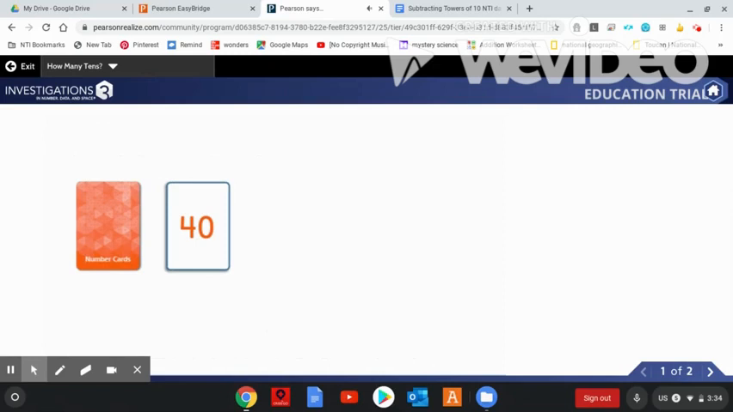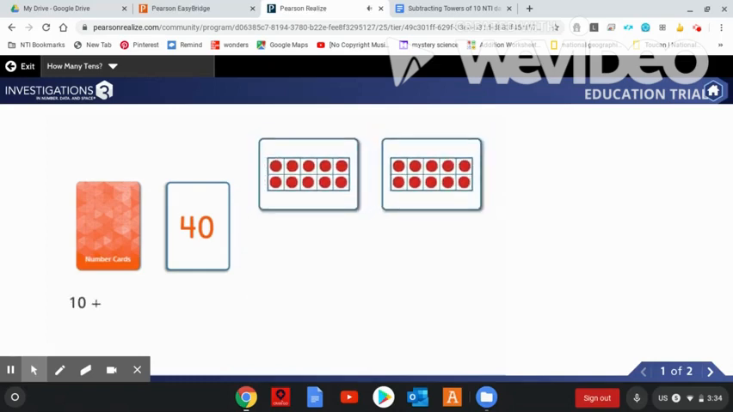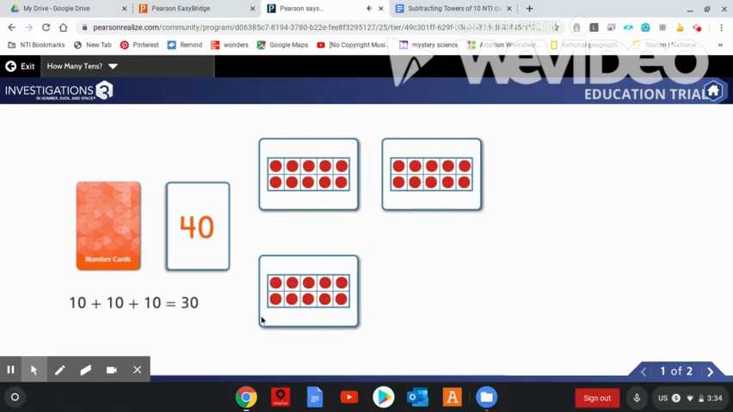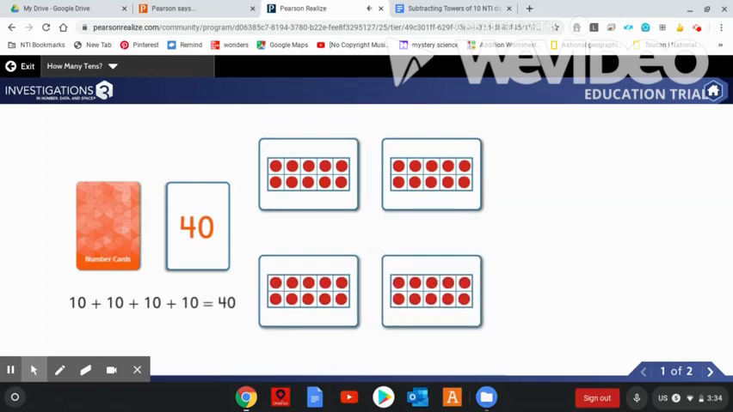Talisa and I are playing Build It. We turned over the 40 card. How many 10 cards do we need to build 40? Talisa took 2 10 cards. That's 20. Then she added another 10 to make 30. 1 more 10 is 40. That's 4 10 cards in all, or 4 tens. 10, 20, 30, 40. This makes sense to me because the number 40 has a 4 in the tens place. There are 4 tens in 40.